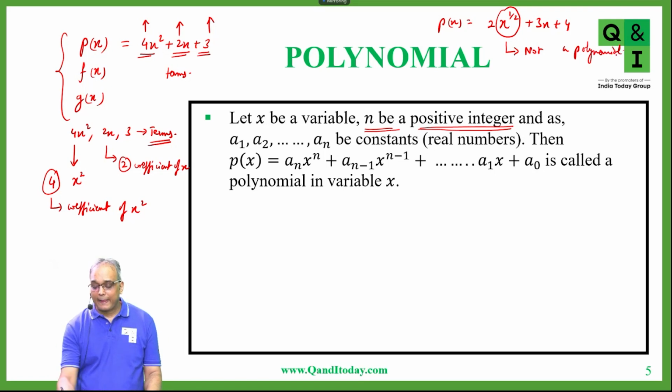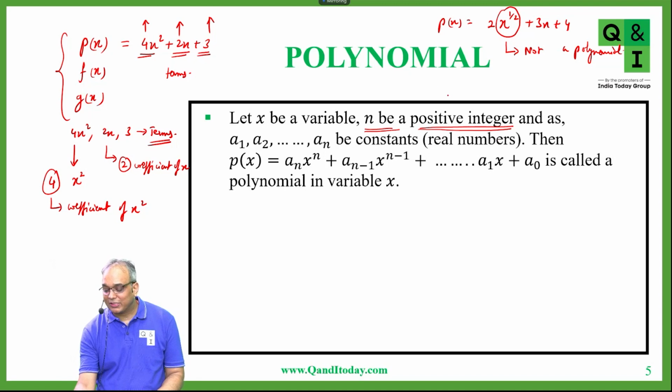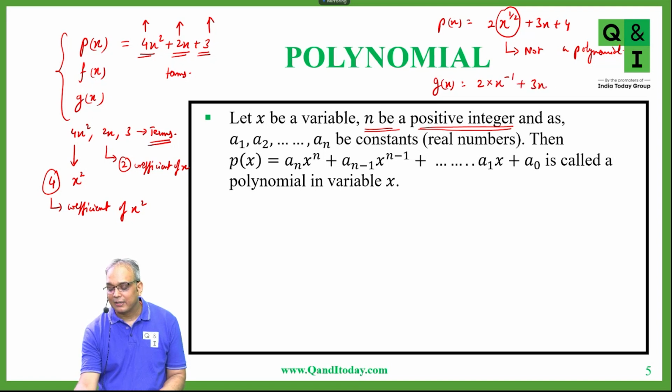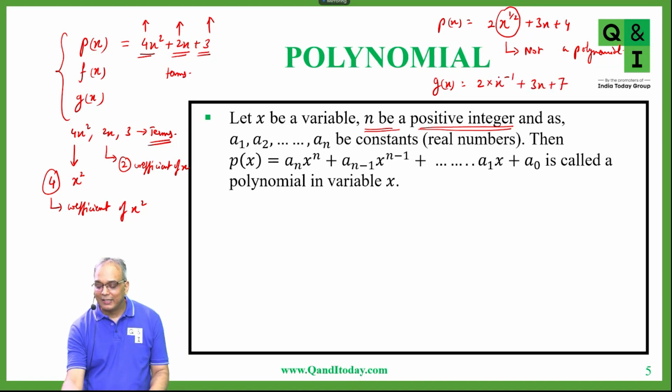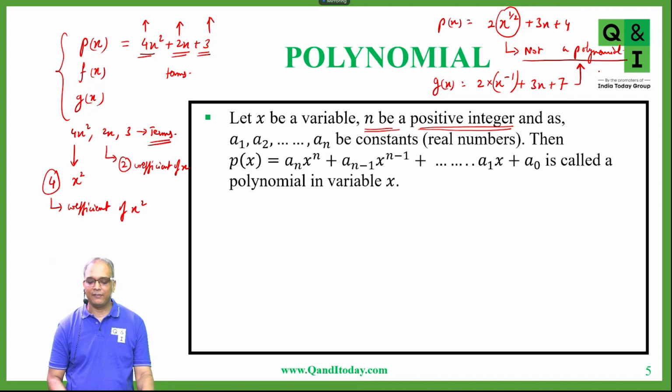Also, here, when I say positive integer, if we have another polynomial, g(x) is equal to 2 into x to the power minus 1 plus 3x plus 7. Here also you can see the power of x is negative. So this again will not be a polynomial because the power of x here is negative. So the power of the variable in a polynomial has to be a positive integer. It cannot be a fraction.